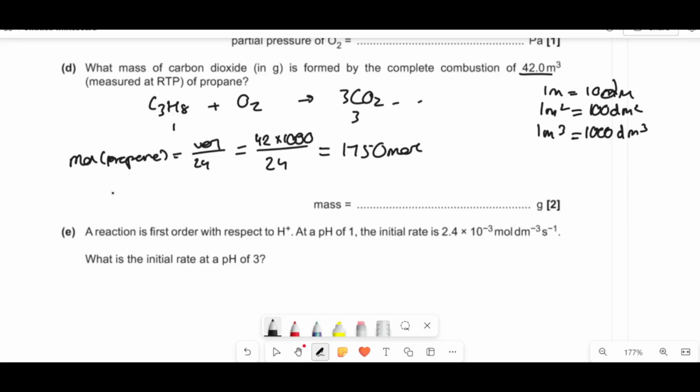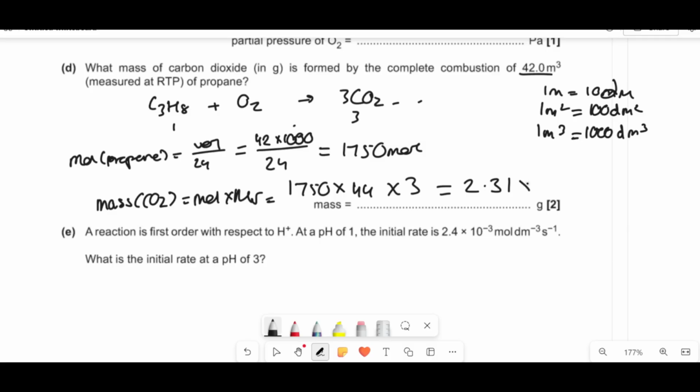Now, we know it's moles, and we know it's the MR of CO2. So mass of CO2 would equal moles times the MR, which is 1,750 times its MR, which is 44. But remember, this is the moles of propane, and they're in a 3-to-1 ratio. So we actually have to times that by 3, because it's 3 moles of CO2 for every mole of propane. So it's this times 3 times its MR, which gives 2.31 times 10 to the 8 grams.